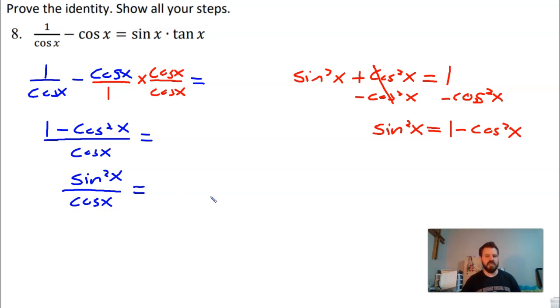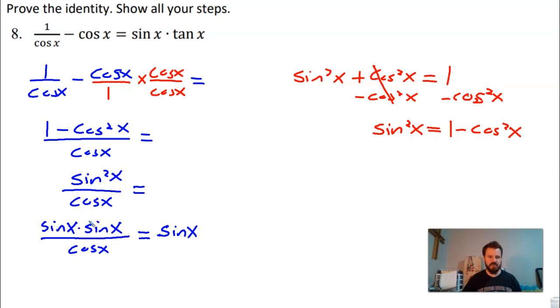Okay, and where can I go from here? Well, at this point, it's helpful to look at what I'm shooting for. I want to end up with sine x times tangent x. Now, I already have the sine, and I know that sine over cosine is tangent. So what I'm going to do is I'm going to split this apart. I'm going to rewrite it as sine x times sine x over cosine x. And then from there, we'll say I'm done. I've got my sine x that I'm shooting for. And then the other sine over cosine, that's my tangent. So that's how we get to that sine x tangent x.